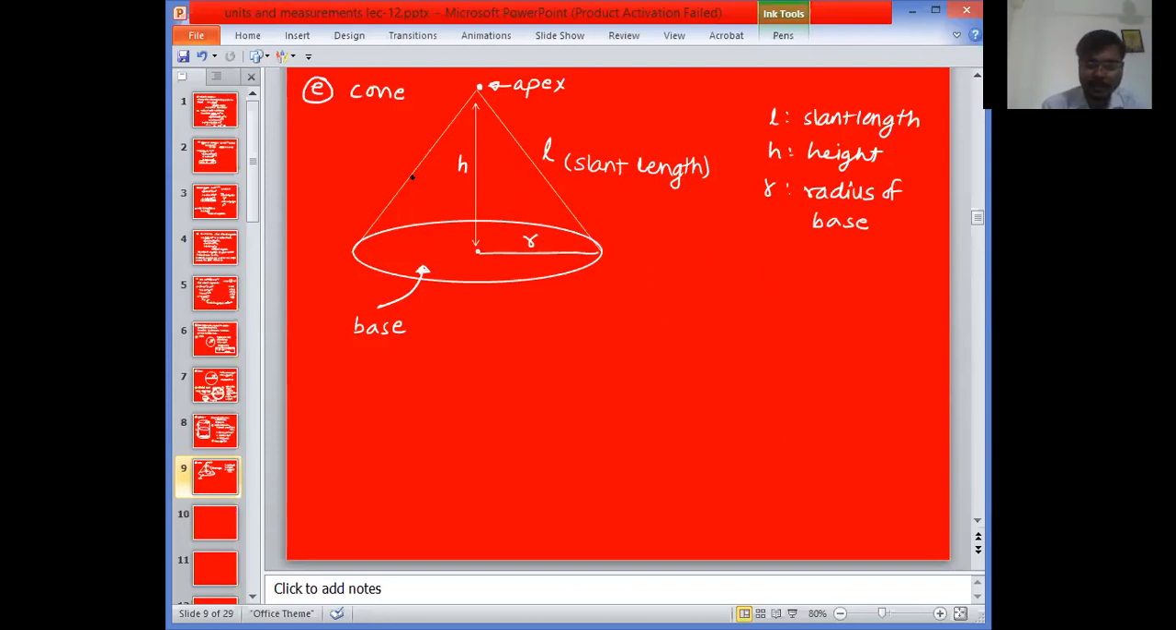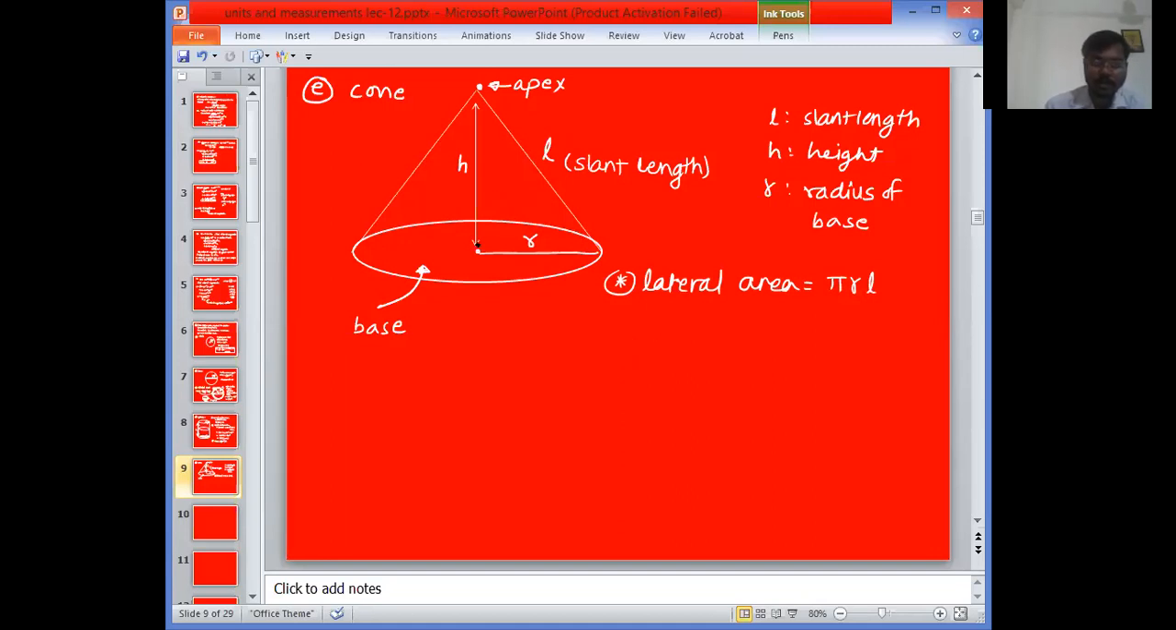Now the lateral area, curved surface area or the lateral area. Forget about the base area. We are talking only about lateral area. So write down here. The formula for the lateral area is pi R L, that is, pi, this R, radius of the base, into this L. Pi R L.